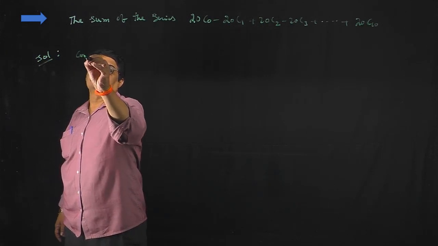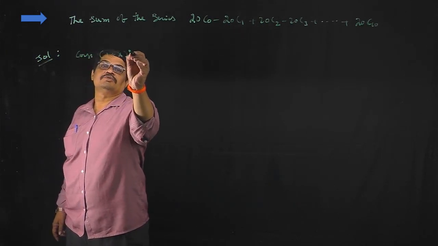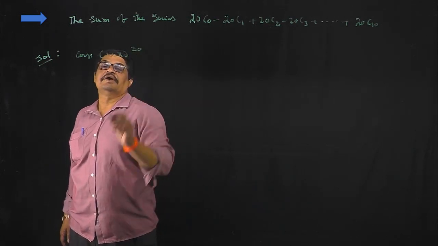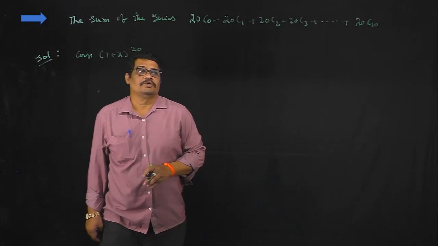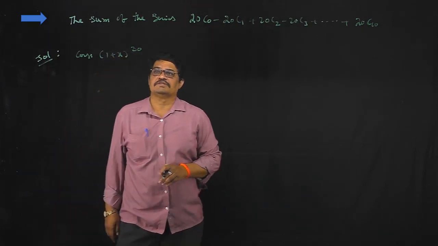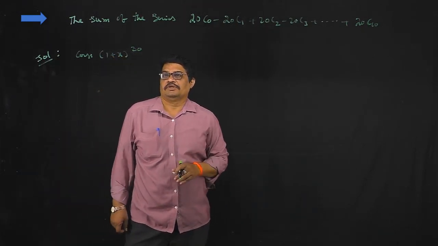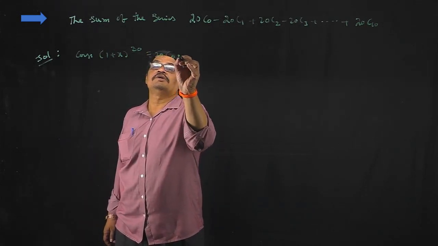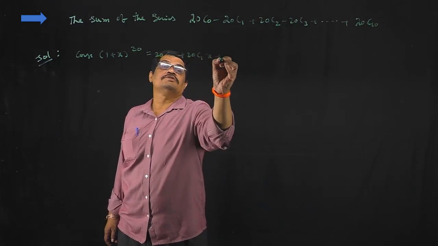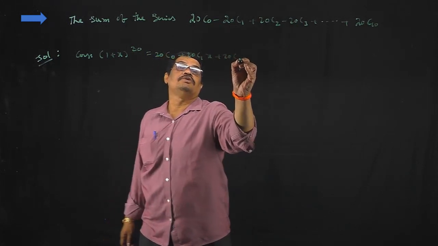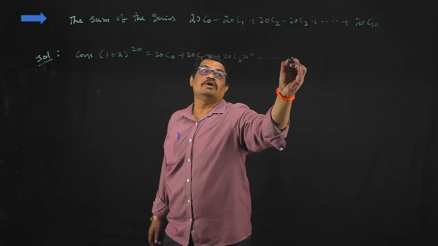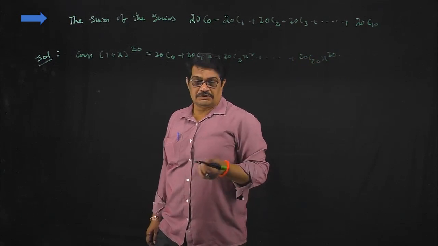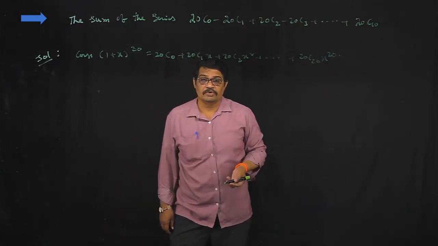So consider (1 plus x) whole power 20. In this expansion, we have 20C0 plus 20C1 x plus 20C2 x square and so on up to 20C20 x power 20. This is the expansion of (1 plus x) whole power 20.